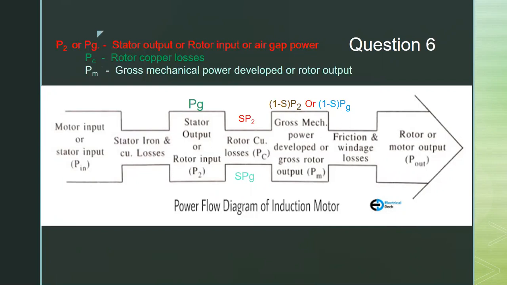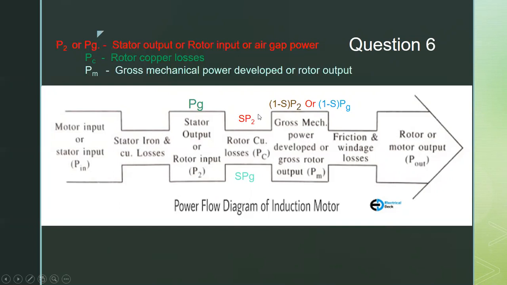In between stator and rotor, there will be an air gap. When you give the supply to the stator, after the stator copper loss and stator iron loss, the power goes into the air gap and to the rotor input. So the air gap power, PG, means air gap power or stator output or rotor input. All three are the same. After that, when it reaches the rotor, there is a rotor copper loss. After the rotor copper loss, the remainder is the gross mechanical power developed.